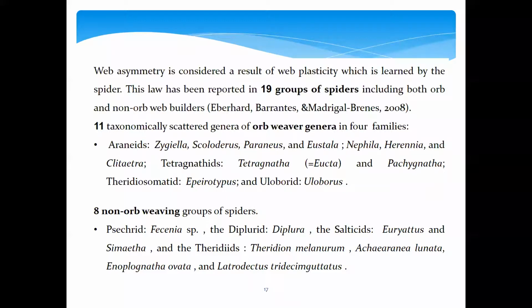So one of the most common spiders of my study area is Argiope pulchella. This has not been studied. I took this spider because for studying this type of thing, we require a very large number of samples. We have to study a large number of webs, and only then can we test a particular hypothesis or a law.